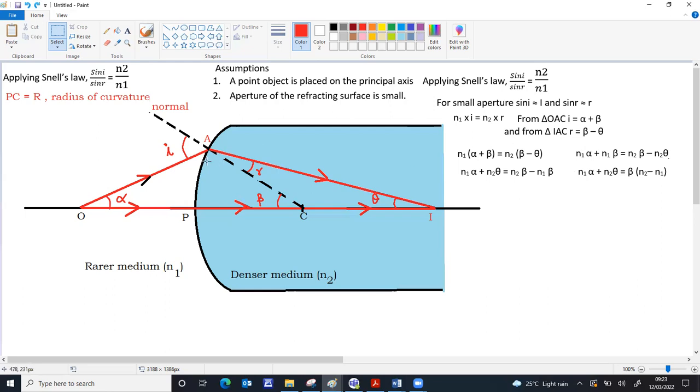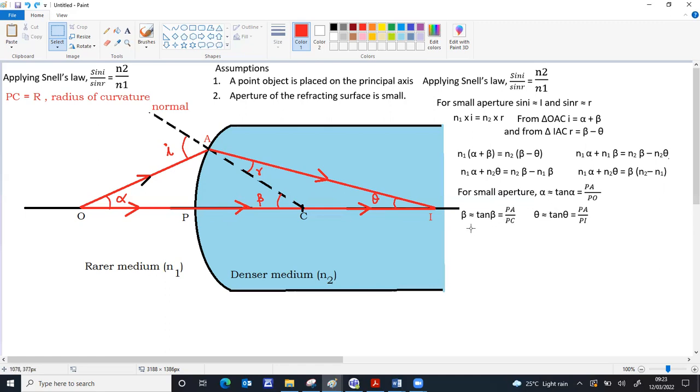Now for small aperture, we can find the value of alpha, beta, theta as tan. For small aperture, alpha is tan alpha. Tan alpha is opposite side PA by PO. Same way tan beta will be beta, which is PA by PC. Tan theta will be again PA by PI. All can be taken as respectively the angle.